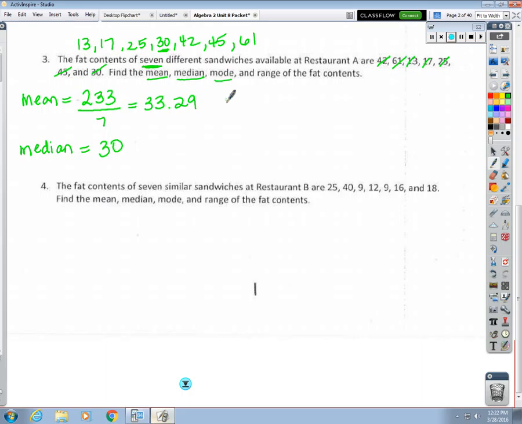Okay, mode. What does mode mean again? Most. The number that occurs the most. Do any of those numbers occur more than once? No. So there's no mode, or none, however you want to write it. And then range. How do you find range? Subtract highest minus lowest. What is the highest? What's the lowest? So it's a range of 48. Okay, I'm going to give you a few minutes to try number 4 on your own.